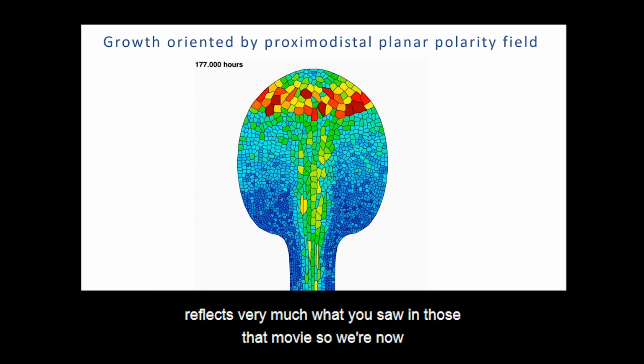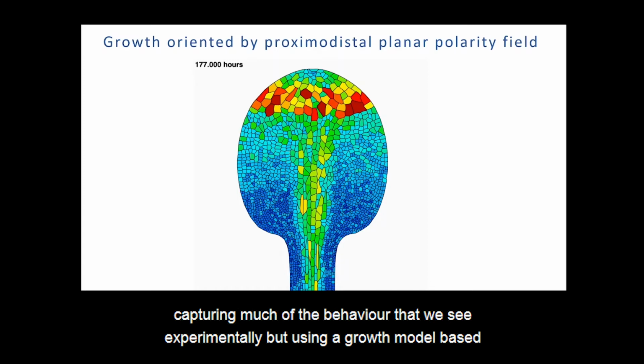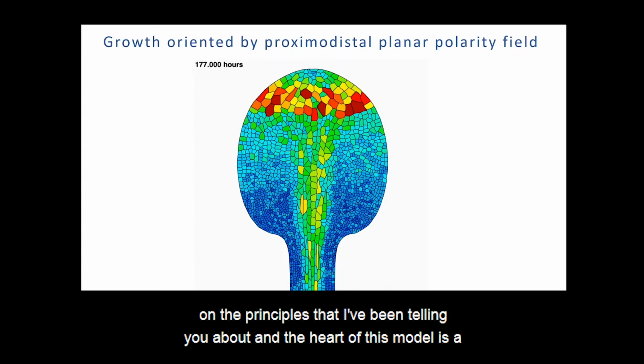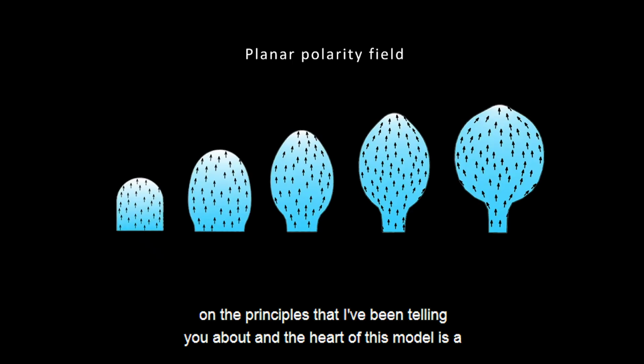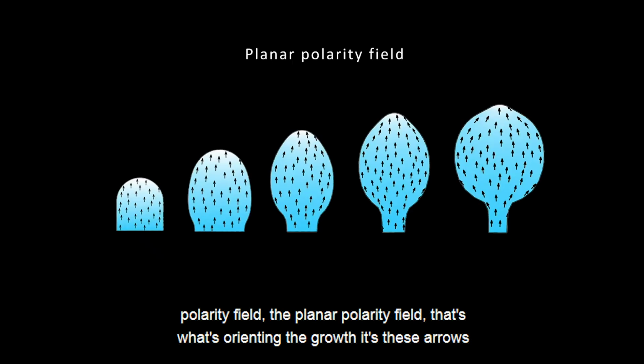All right, so we're now capturing much of the behavior that we see experimentally, but using a growth model based on the principles that I've been telling you about. And the heart of this model is a polarity field, a planar polarity field. That's what's orienting the growth.